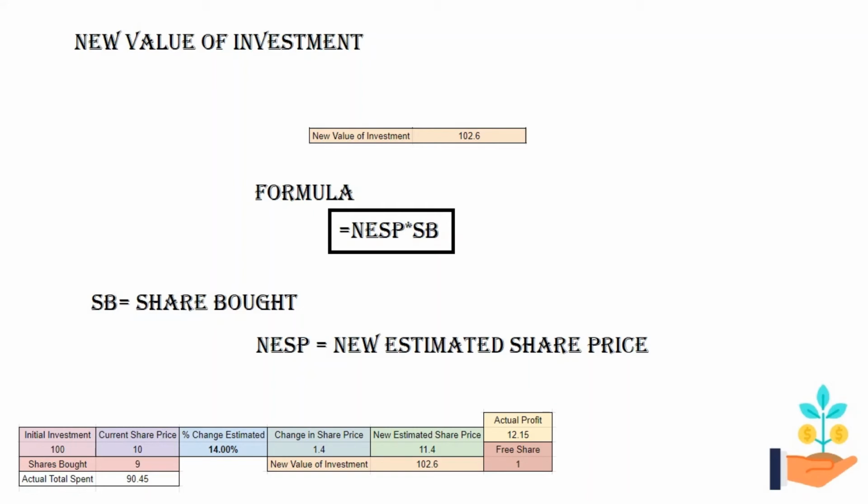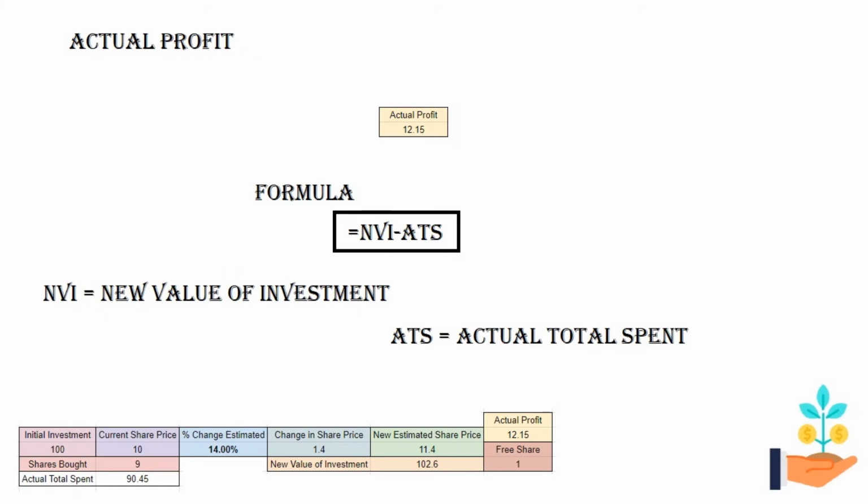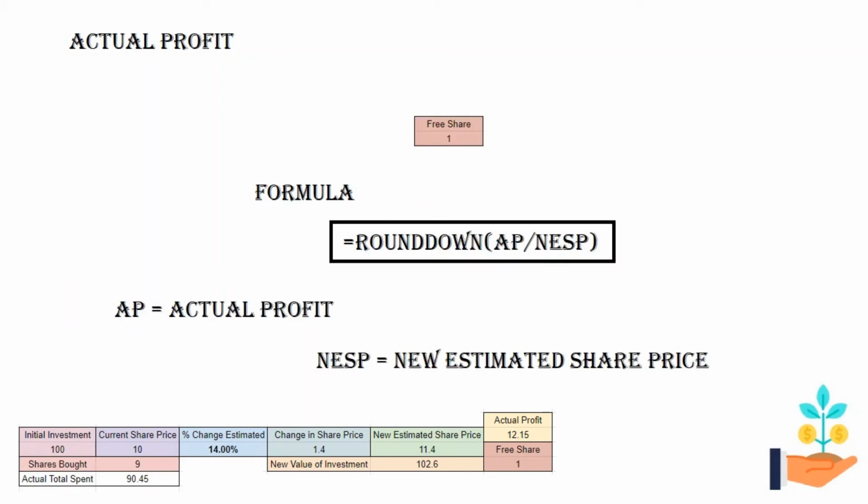We need to then know the new value of the investment, and so this is new estimated share price times by the shares bought. And then to work out the actual profit is the new value of investment, take away the actual total spent, and so that will give you the actual profit value. And then finally, to actually work out how many free shares we get.